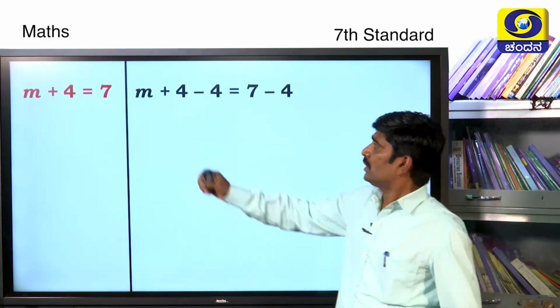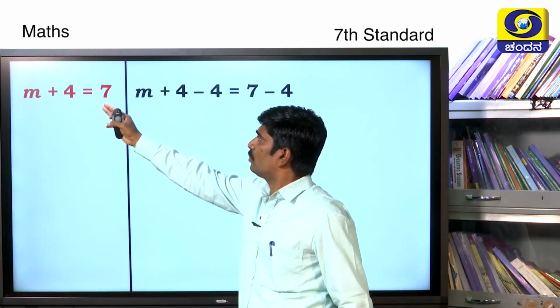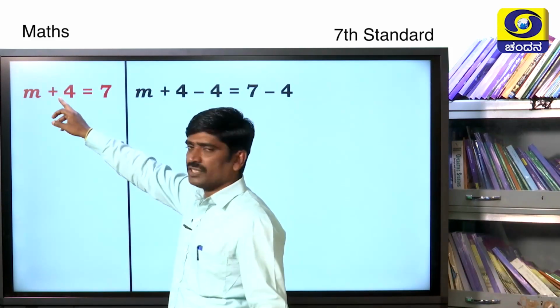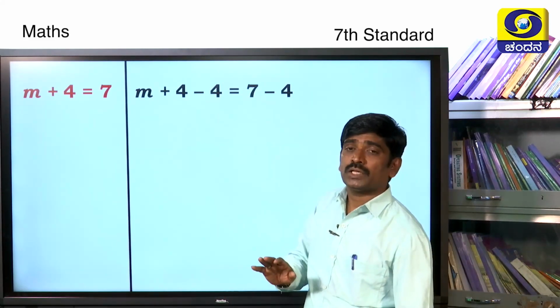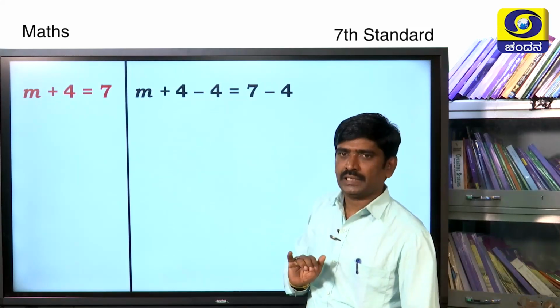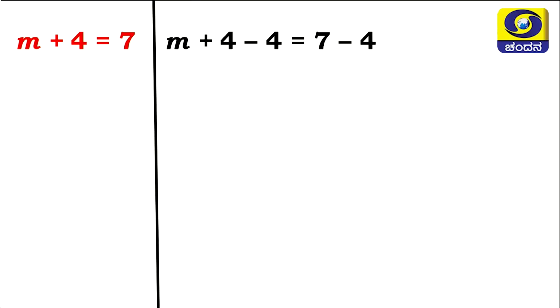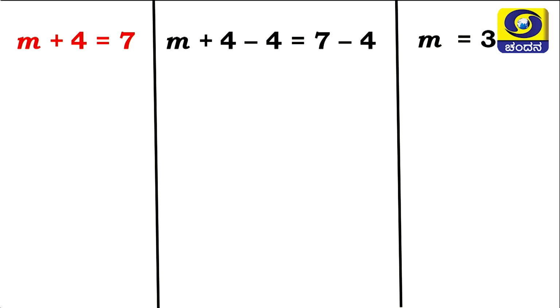See here. m plus 4 is equal to 7. What is here? Addition is here, plus 4. If there is an addition, the reverse process is done here. That means subtract 4 from both sides. That means m plus 4 minus 4 is equal to 7 minus 4. Then 4 minus 4 is 0, 7 minus 4 is 3. Therefore, m is equal to 3.